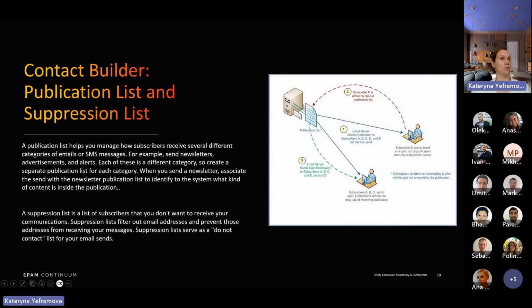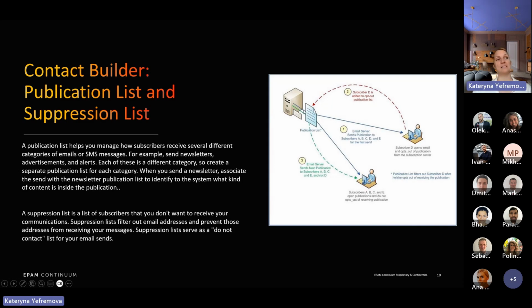So how does it actually work? Let me make an example. Hopefully you can see my mouse. If we're creating a publication list and making a send, the first time we are sending it to subscribers A, B, C, D, and E. Let's say subscriber D opens the email, dislikes it, and opts out of a publication from the subscription center. This opt-out will be sent back, and for the second publication, subscriber D was excluded.